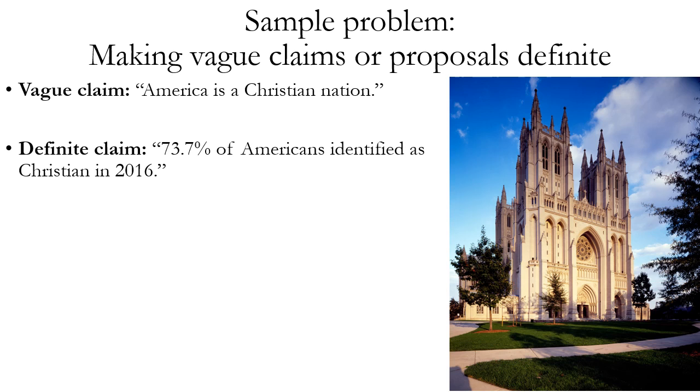Here's an example of making it more definite. 73.7% of Americans identified as Christian in 2016. So that's making a specific claim about how many Americans identify as Christian. And that's something that could be tested against a body of empirical evidence. So it does count as definite.